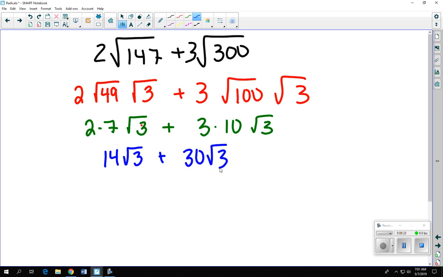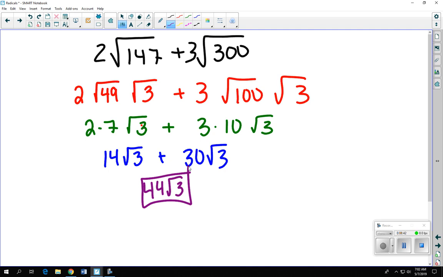Now, in order for us to actually add or subtract these, the numbers underneath the radical have to be the exact same. So I see the square root of 3 and the square root of 3, which means that I can add. All I'm going to take is 14 plus 30 to get 44 square root of 3. And that's my final answer.